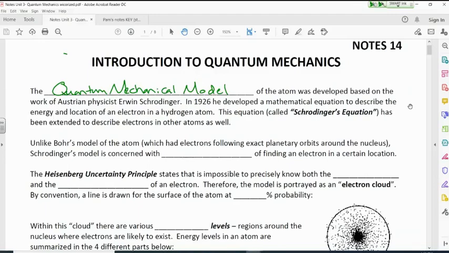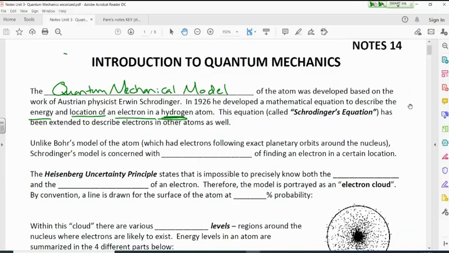The quantum mechanical model of the atom was developed based on the work of an Austrian physicist named Erwin Schrödinger. In 1926, he developed a mathematical equation to describe the energy and the location of the electron. That was his goal: the energy and the location of where these electrons were in the atom. This equation, called Schrödinger's equation, was originally based on hydrogen, and has since been extended to describe electrons in other atoms as well.